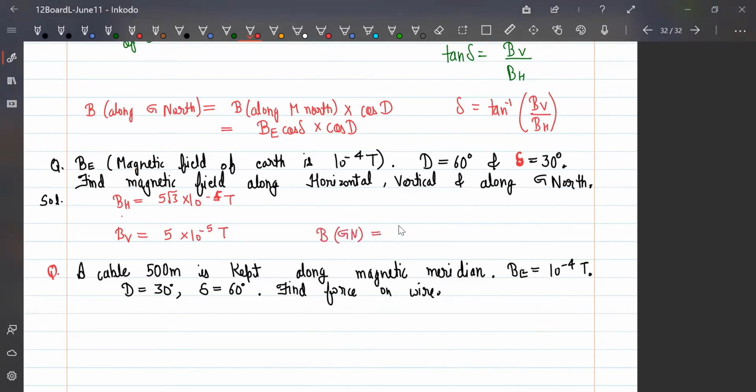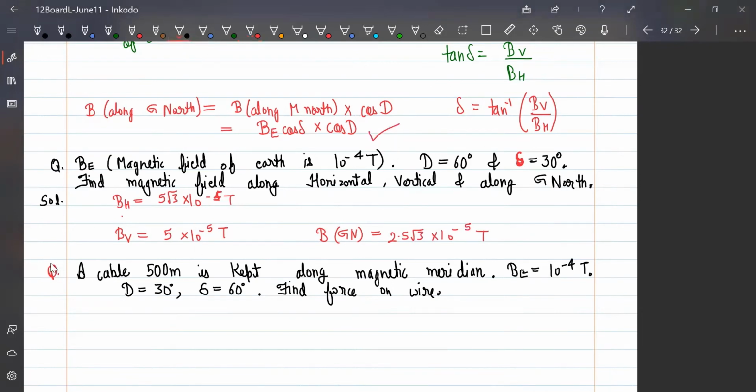Sir, I got 2.5 root 3 into 10 to the power minus 5. That is correct. For that, I can use this formula.